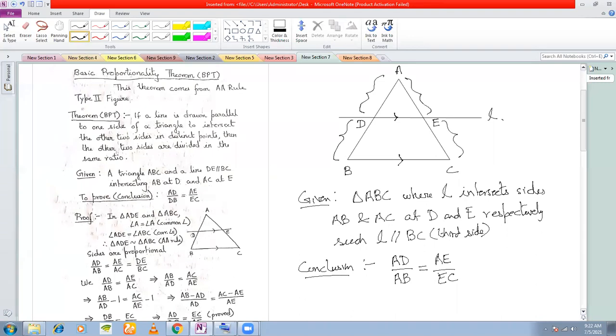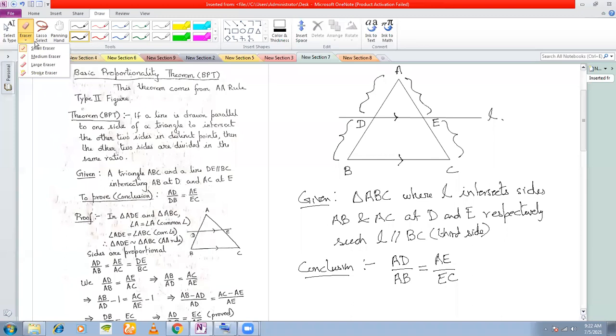I've given you the proof. You can go through the proof. The proof is very similar to your type 2. Okay, you can go through this proof. Fine. The proof will not come. However, the converse of BPT you must know. This is the actual basic proportionality theorem.